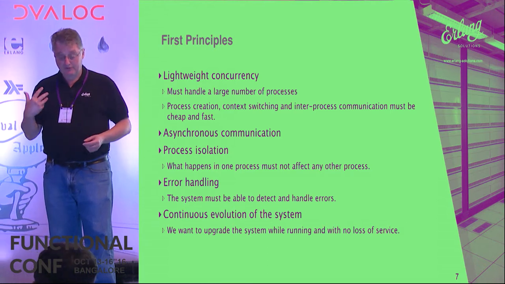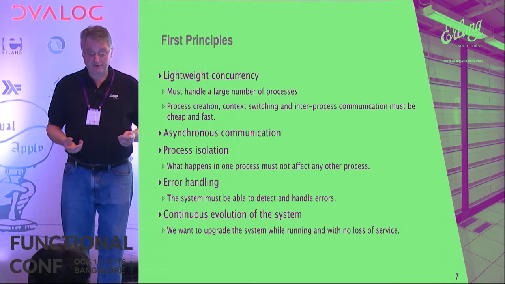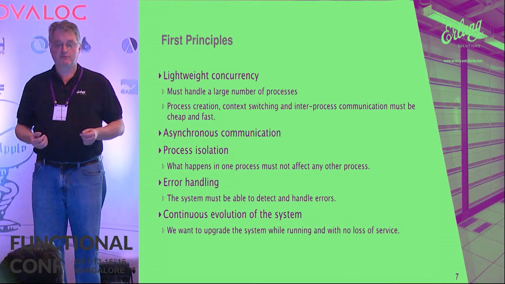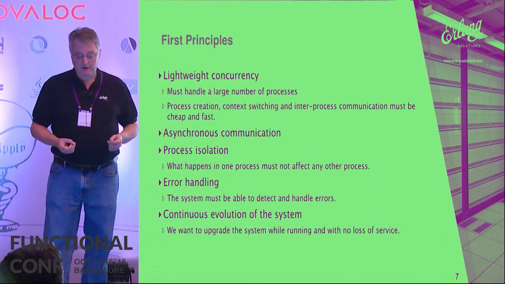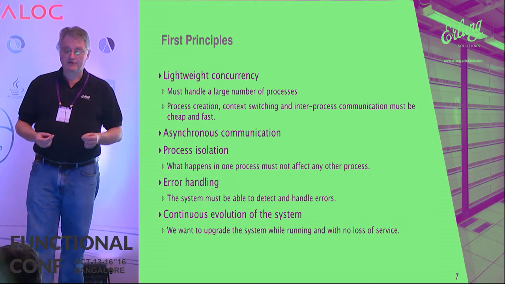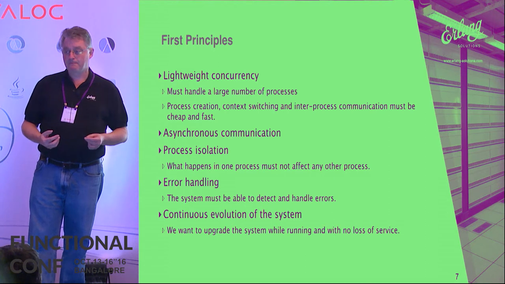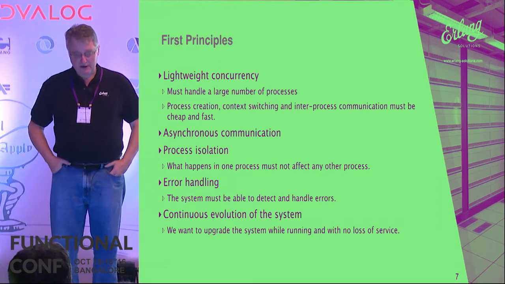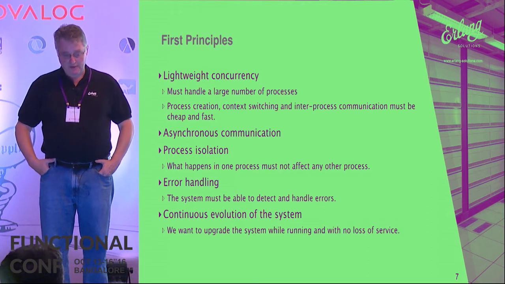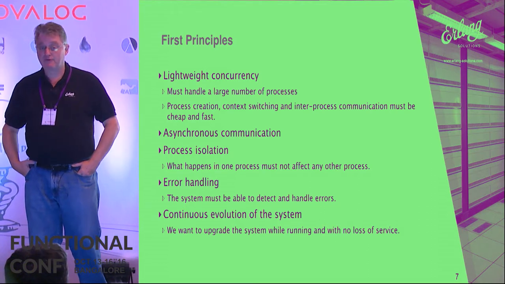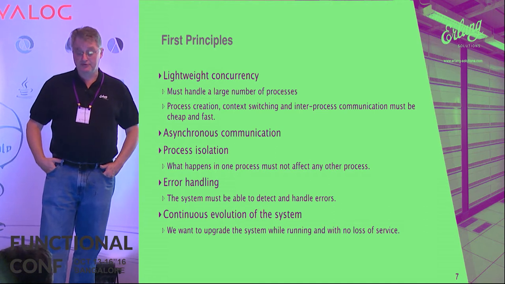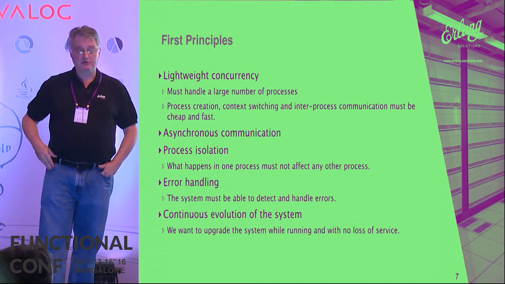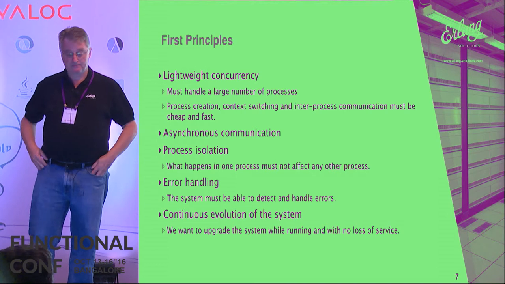So we based it on processes, our concept of processes. We must have a large number of processes in the system. In those days, we were thinking around hundreds of thousands. Now there are Erlang systems running millions of processes in one system. So we have this need for a large number of concurrent processes. It must be lightweight. It must be fast to create processes. It must be fast to do context switching. Intercommunication must be fast because everything's based around the processes.